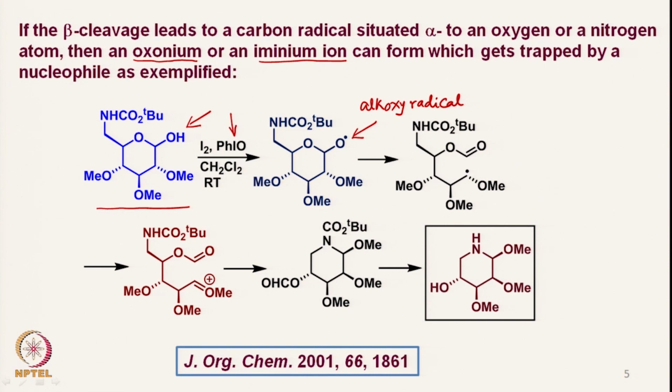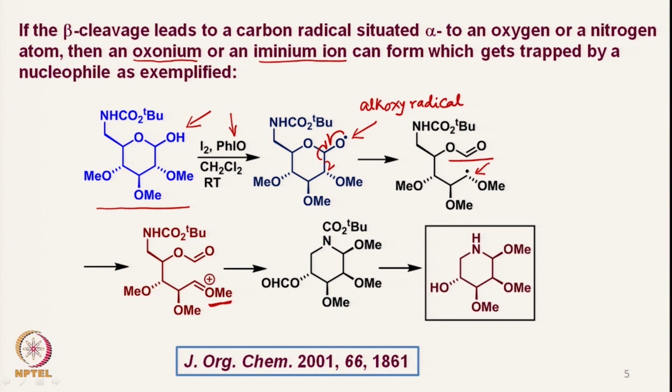hypoiodide, and then that undergoes a cleavage from here like this, where you generate a radical here and next to the oxygen. In the process you generate this formate, that means this particular part has become the aldehydic part and that has become a formate. Now we have generated a radical which is alpha to the methoxy, which then gets oxidized under the conditions and forms this oxonium ion.